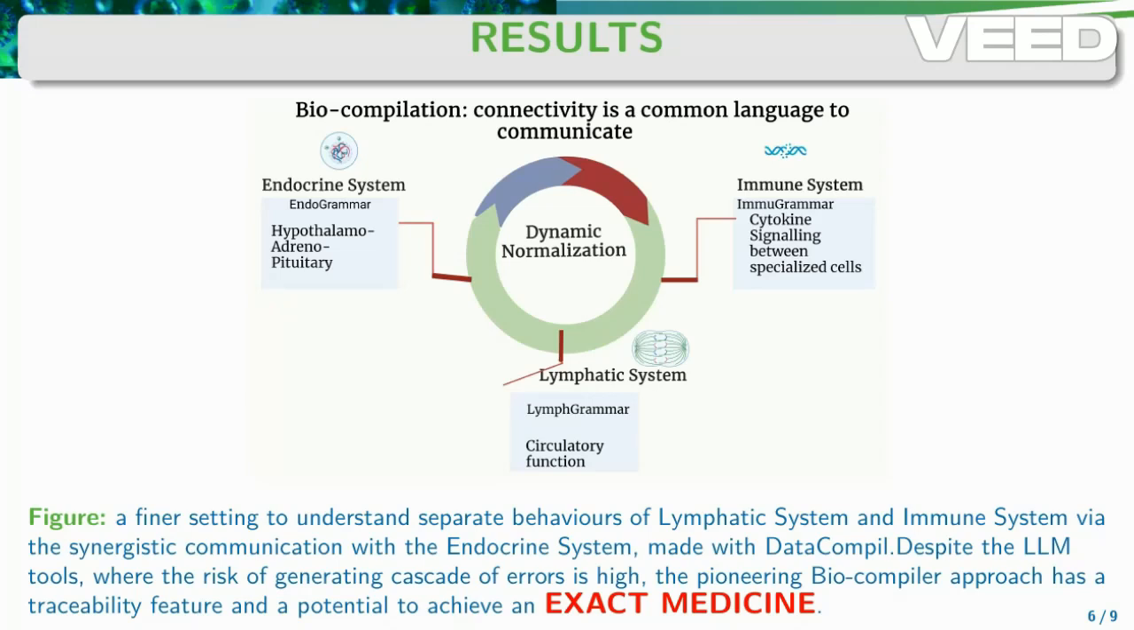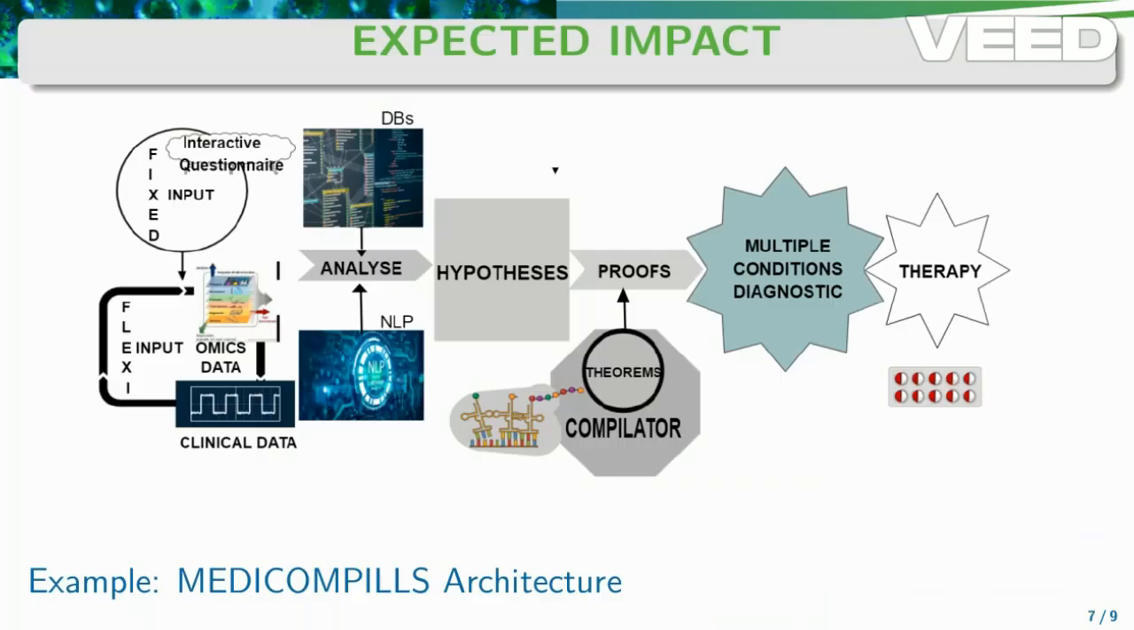The output of this exercise is that we may hope to build an exact medicine in the future where rigor and traceability are at high standards. But the compiler can also be used in bigger setups, applications, for example, for diagnosis and therapy. So we integrate our compiler in the process of decision where the input is hypotheses and the output is proofs, actually.